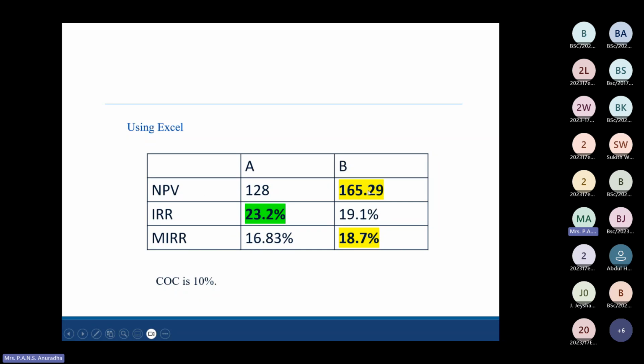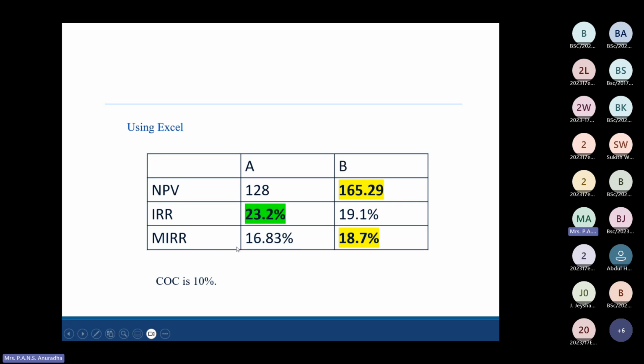According to NPV, both NPVs are positive. Both you can accept, but the appropriate one is the one with the highest NPV, 165. So the project B. Now you can see there is a disagreement, because NPV says project B, IRR says project A. So there is a conflict. So what you have to do, you calculate MIRR.